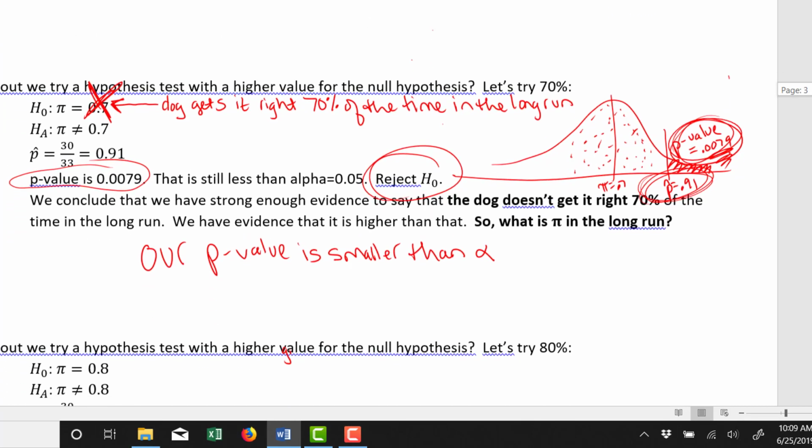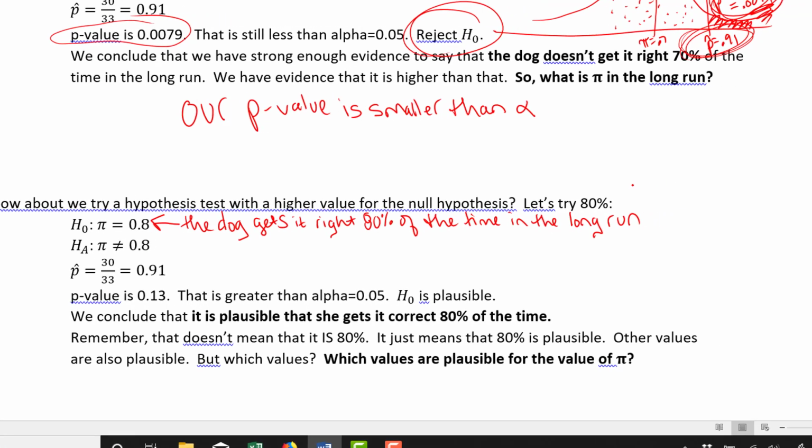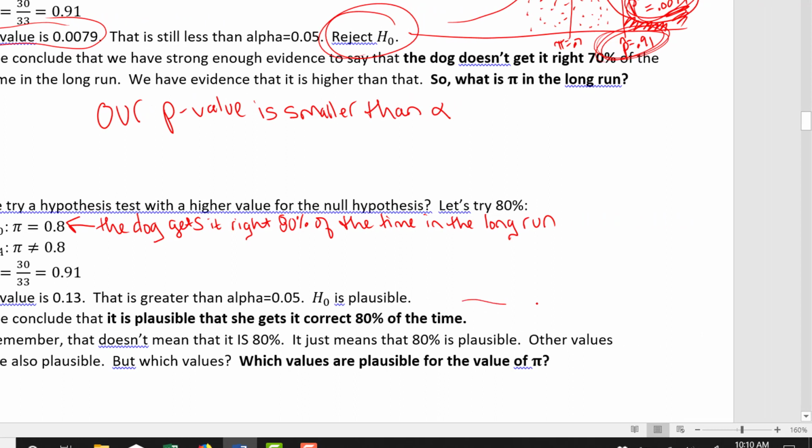What is it? Well, let's up it a little more. So we again do another null hypothesis. This time, let's go ahead and guess that maybe the dog gets it right 80% of the time in the long run. And then the alternative is that he doesn't get it 80% in the long run. We'd build our null distribution. This time the null distribution would be even higher. It would be centered up here at pi equals 0.8.